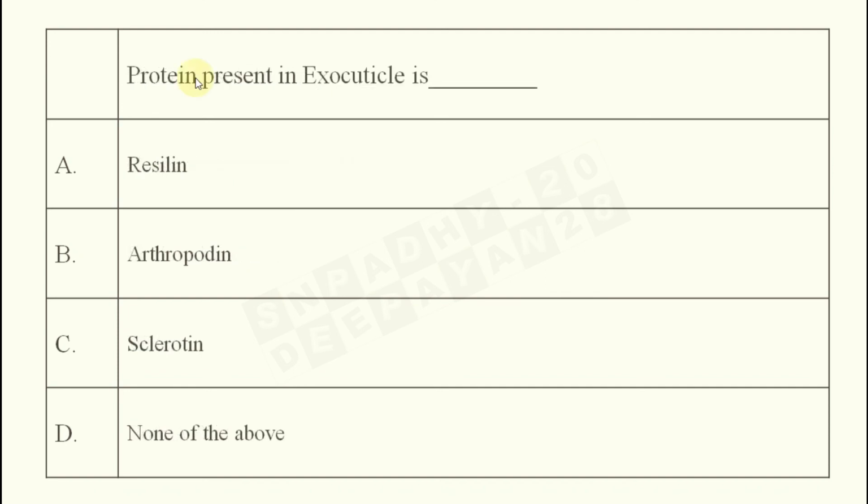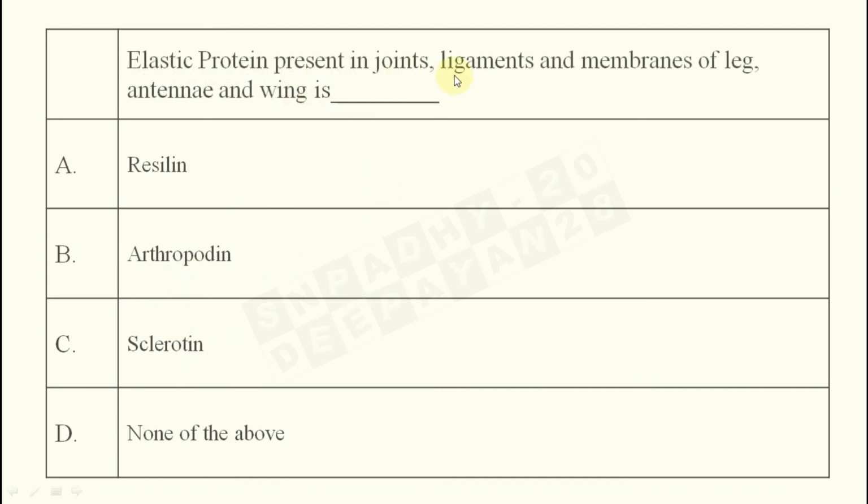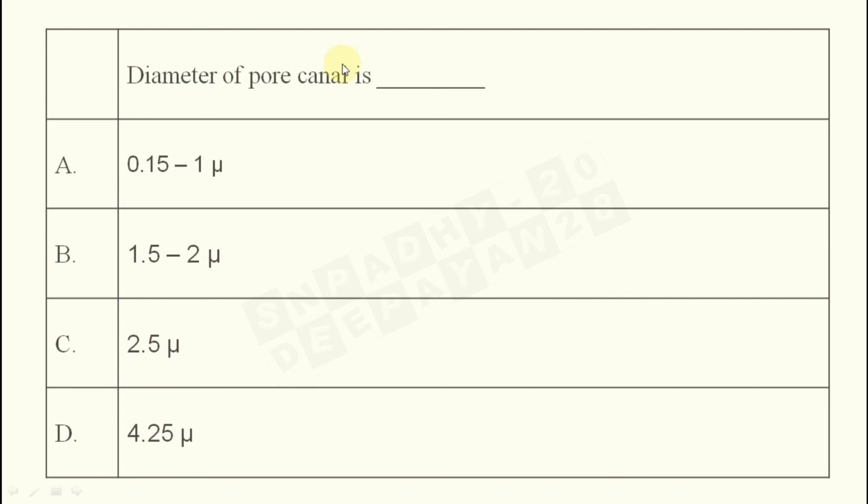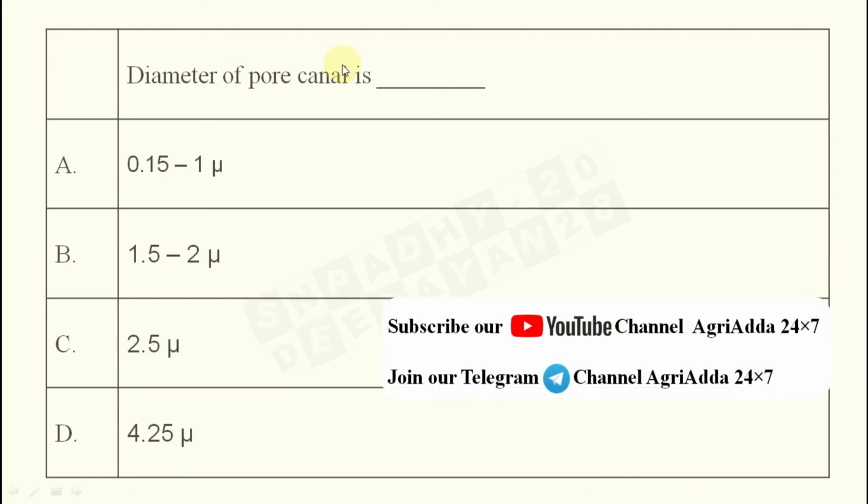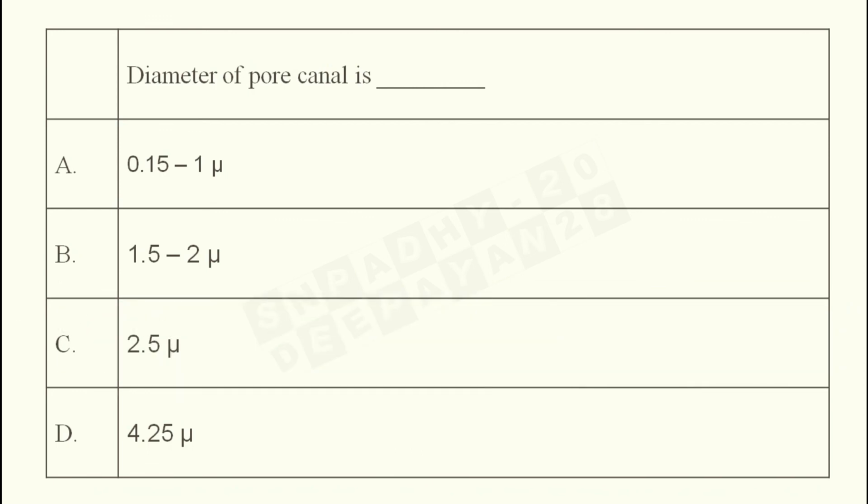Next you see, protein present in exocuticle. Which protein is present in the exocuticle? This is also very, very important. That is sclerotin. Which one is in the endocuticle? That will be arthropodin. Which one is in the joints, ligaments and membranes of your leg, antenna and wing? The answer will be resilin, also known as the elastic or stretching protein. Next you see, what is the diameter of the pore canal? The pore canal diameter is 0.15 to 1 micron.